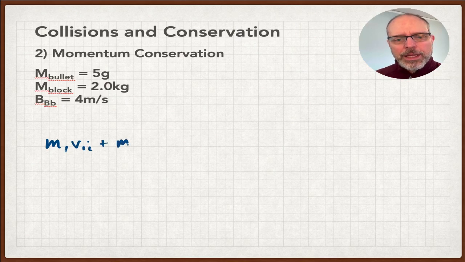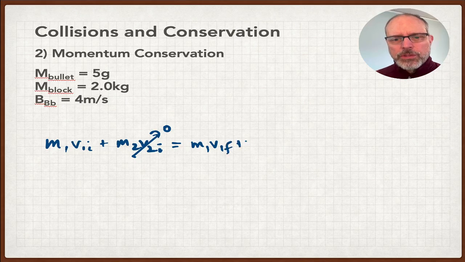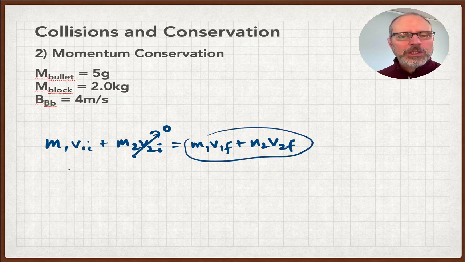Here's the block, M2V2I, just sitting still, waiting to be shot. Then I have M1V1F, let's go get that, M1V1F plus M2V2F. This combined, because I had an inelastic collision, gets very easy to look at. So I'm going to put the numbers in all together the way they belong.